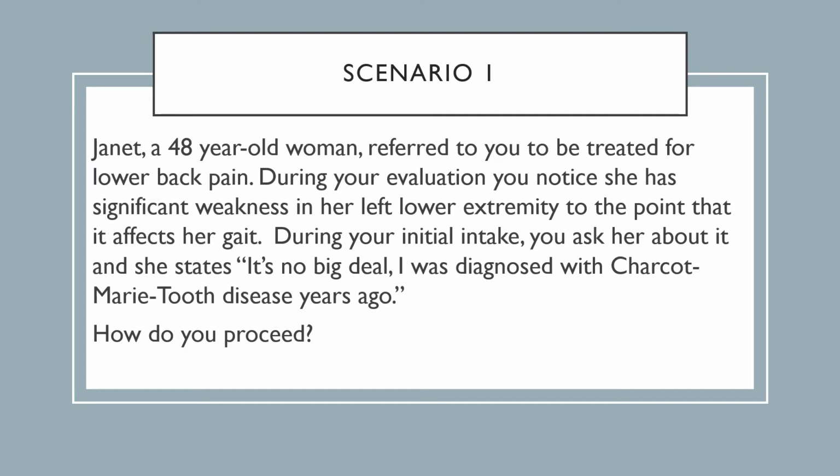During your evaluation, you notice she has significant weakness in her left lower extremity to the point that it affects her gait. So during your initial intake, you ask her about it, and she states, "Oh, it's no big deal. I was diagnosed with Charcot-Marie-Tooth disease years ago." And internally you go, what the heck is that? So how do you proceed?